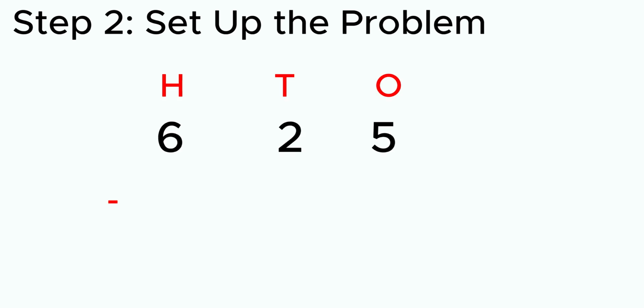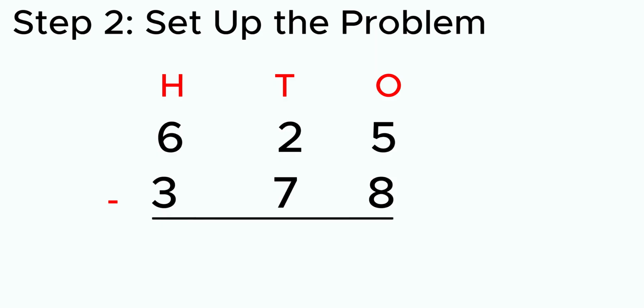Step 2. Set up the problem. 625 minus 378. Start with the ones. Can we take 8 from 5? No, we can't. So we are going to go to the tens column and take 1 ten from the 2, which leaves 1. And that 10 we are going to regroup to the ones place. Now we have 10 plus 5 equals 15. Now we can take 8 from 15, leaving 7.